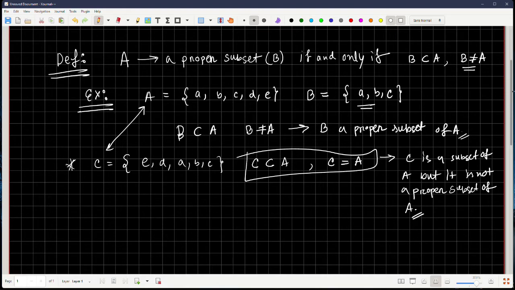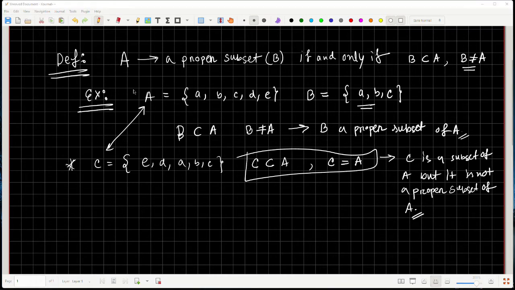Sir, I have a question. Yeah. Sir, there are two same elements in C. Yeah, they have the same elements, right? I mean, A and C have the same elements. A has A, B, C, D, E. Similarly, C has E, D, A, B, C. Same elements, so these two sets are equal, right? Okay, sir.